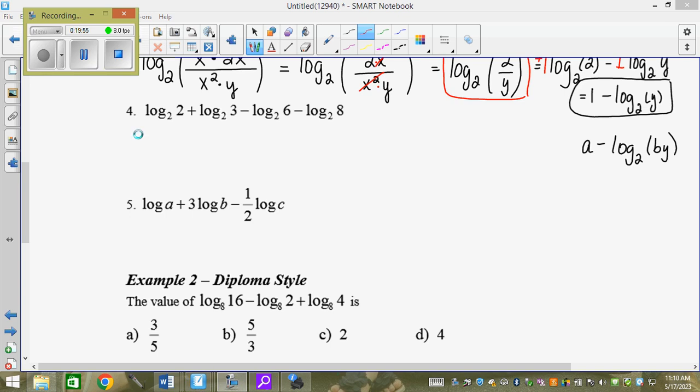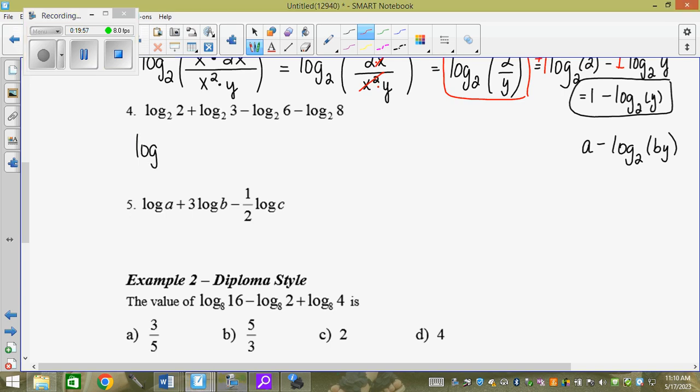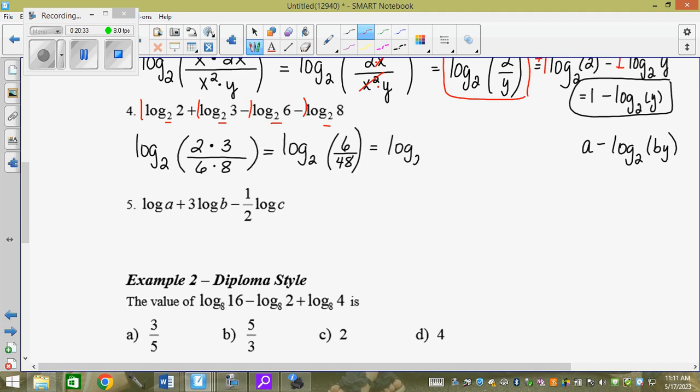So here we have log base 2, because they all are base 2, base 2, base 2, base 2. Then I look for positive 1, negative 1, negative 1. So they're in the format that I can put them together, right? I'm going to get 2 in the numerator, because there's a plus 1 in front. 3 in the numerator, because there's a plus 1 in front. If there's more than one thing, I multiply. 6 in the denominator with a minus 1. 8 in the denominator with a minus 1. And so I get log base 2 of 6 over 48, which is just log base 2 of 1 over 8.